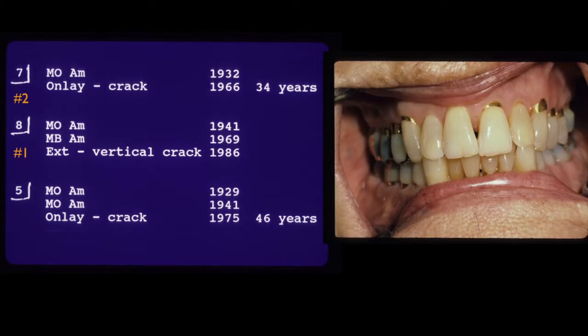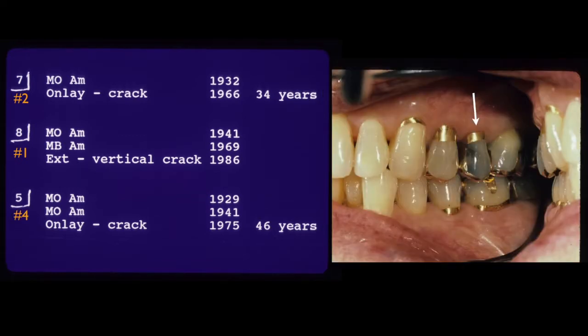Number 2 had an MO amalgam in 1932 and cracked in 1966, 34 years later. I did not get a photograph of that. And number 1 had an MO amalgam in 1941, another amalgam in 1969, and I lost that tooth to a vertical crack in 1986. I did not see it coming.